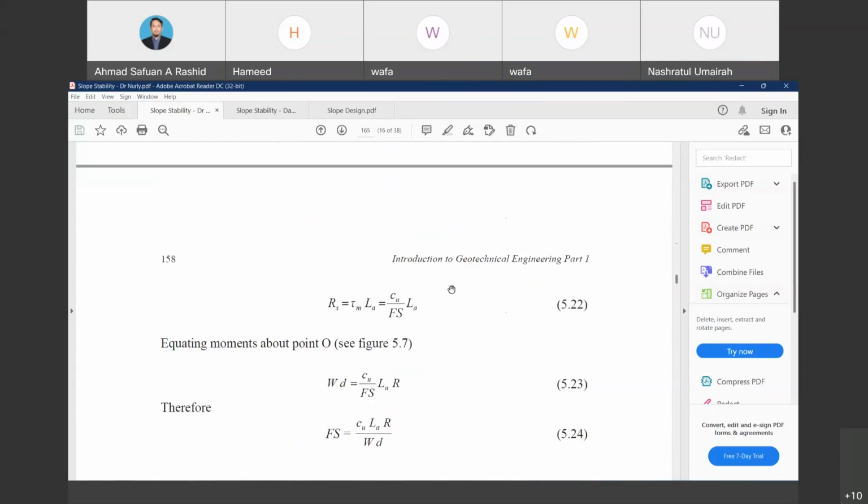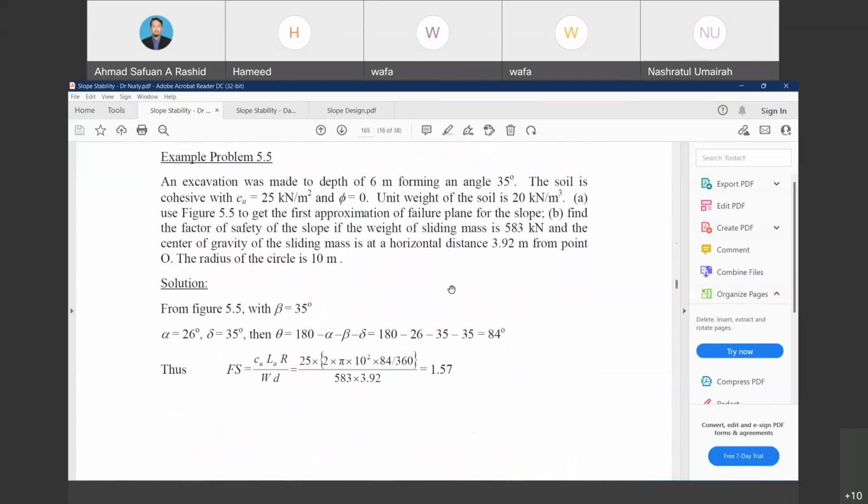I have discussed this before. We look at some examples.